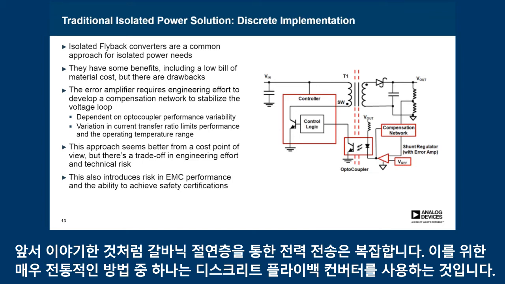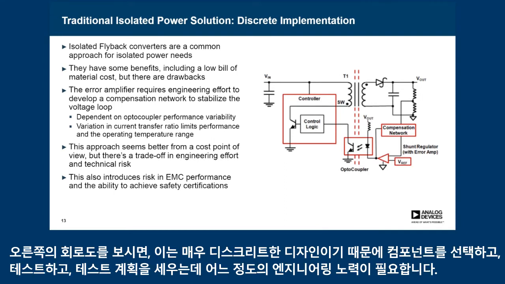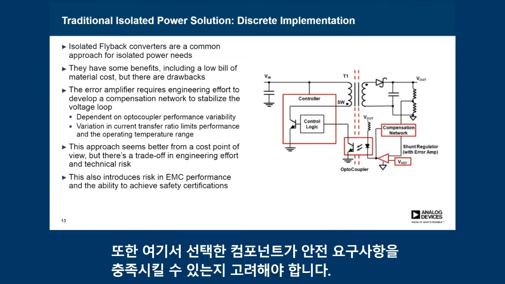So one very traditional way of doing this would be with a discrete flyback converter. These are very common. They've been used for a long time. Generally speaking, they have a relatively low bill of material cost, but there are some drawbacks. Obviously, looking at the schematic on the right here, it's a very discrete design, so there's a certain amount of engineering effort to select the components, to test it, to produce a test plan, and you also have to worry about whether or not the components selected here are going to meet the safety requirements.